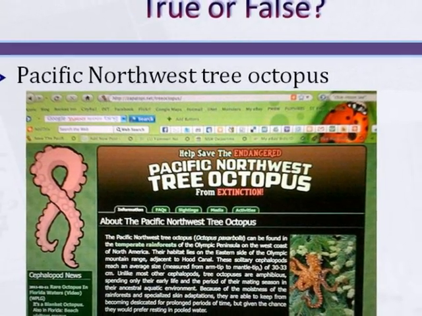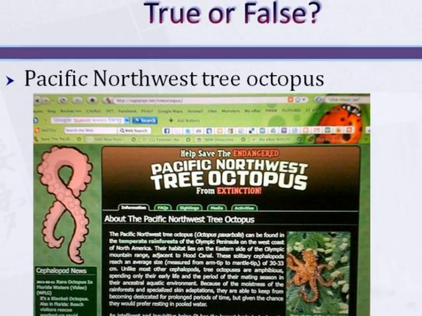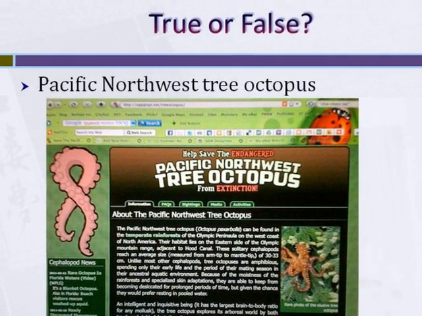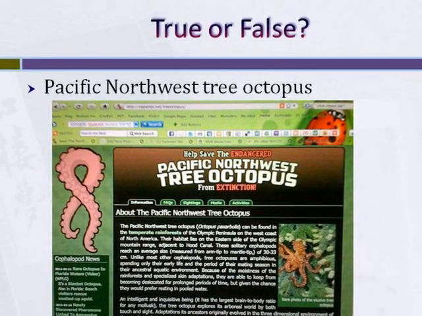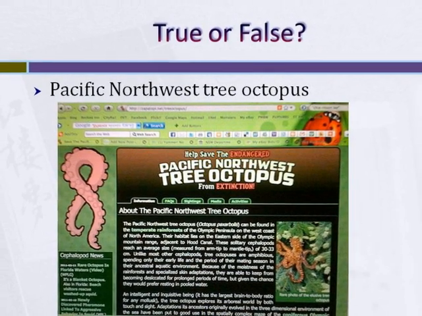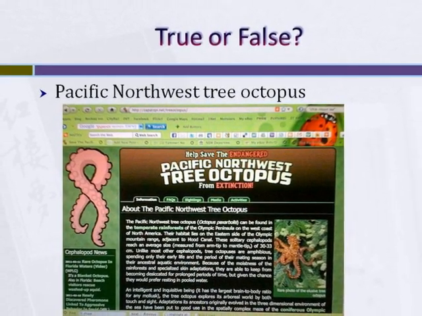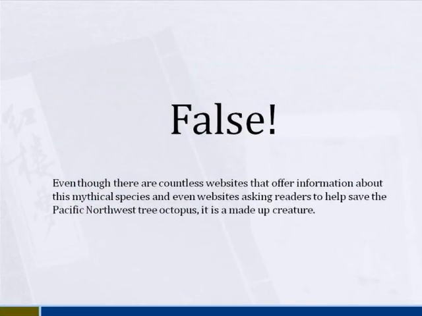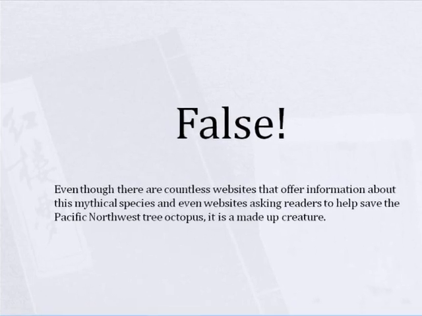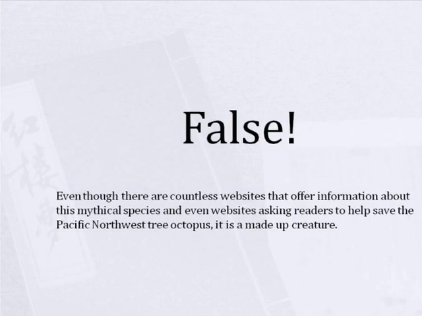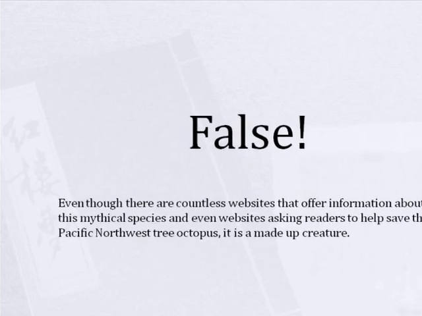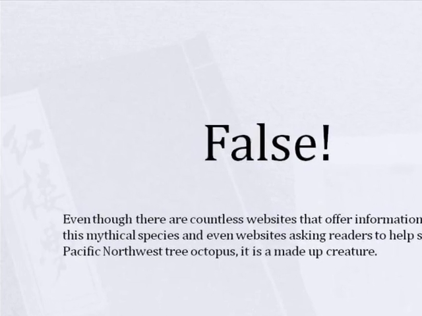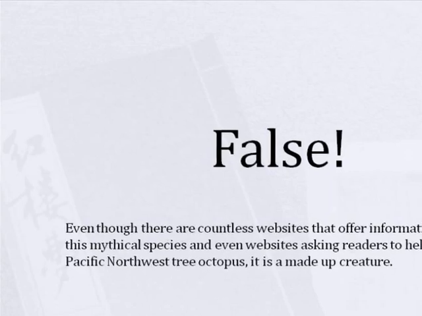So let's test your skills at deciding whether a website is accurate or not. True or false? The Pacific Northwest tree octopus really exists. Here's a website that wants its readers to help save this endangered creature from extinction. So what do you think? True or false? Well, if you answered false, then you are correct. Even though there are countless websites that offer information about this mythical species, and even websites asking readers to help save the Pacific Northwest tree octopus, it is in fact a made-up creature. This is just an example of how you have to be careful about all the information you find online.